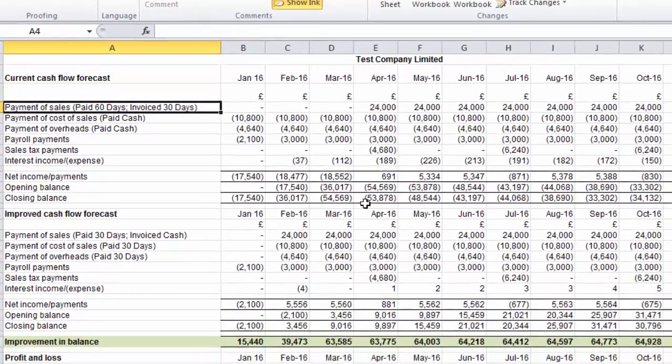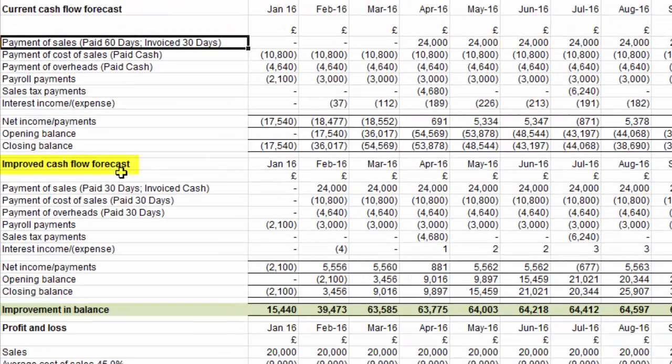£54,000. Now, looking at the improved cash flow forecast, you'll see that because we've reduced the time it takes to invoice, so we're doing it immediately, and we've also reduced the time we allow customers to pay to 30 days, our first cash inflow is in February. So straight away we're getting money coming in, and also our first cash flow out is just our payroll, because you have to pay your wages straight away.